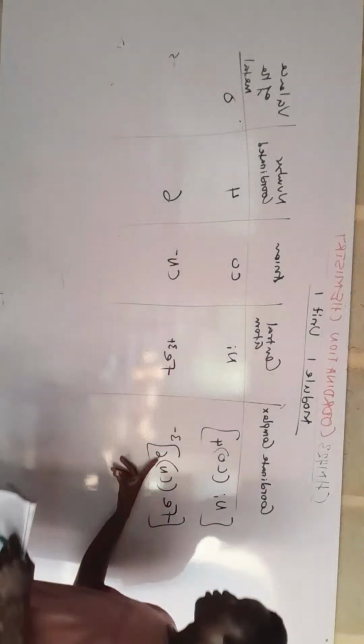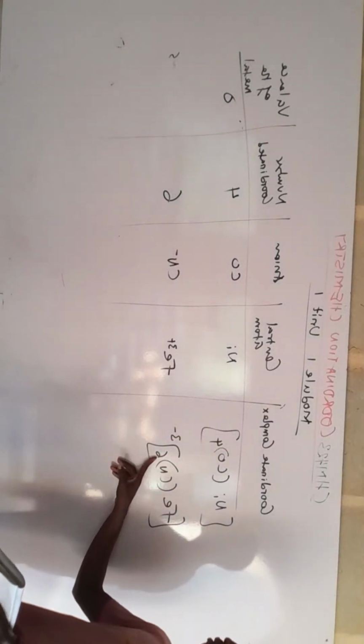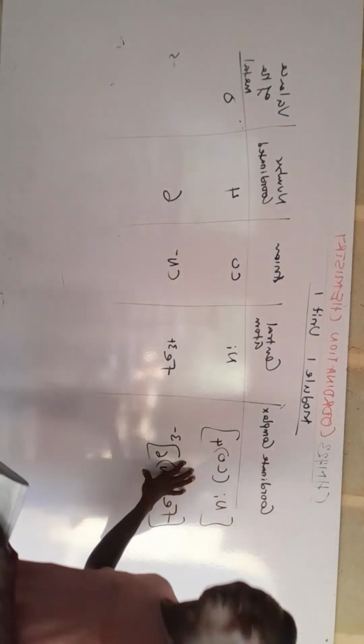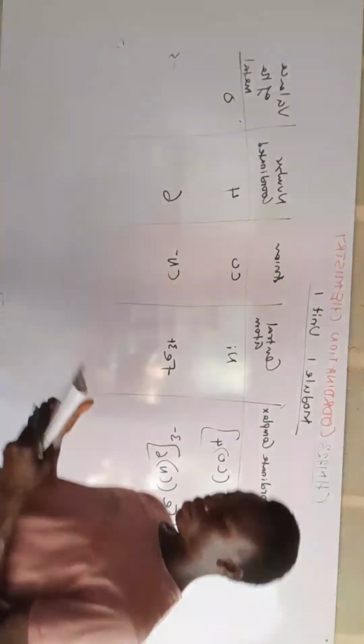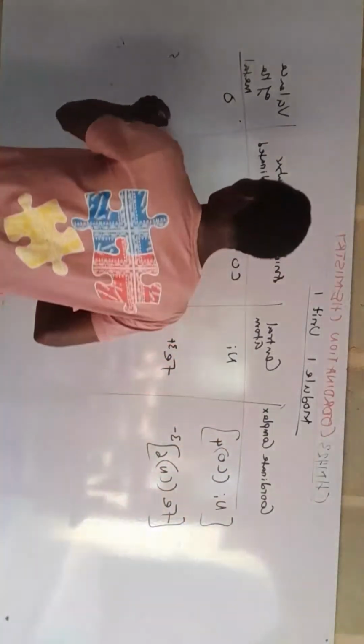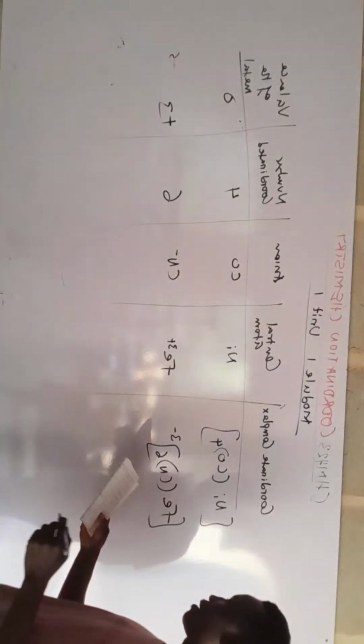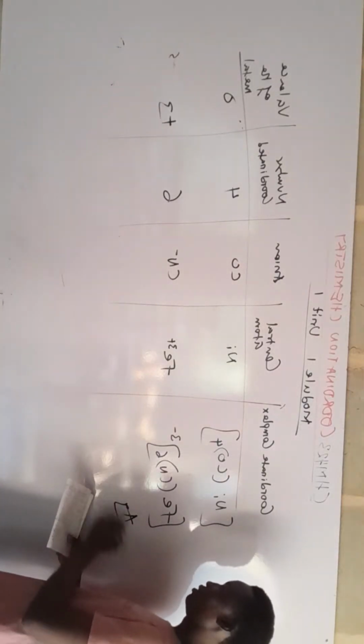Where is the 6 coming from? This 6 that we have in this place represents the number of coordinates. So the CN, which is the cyano, is the coordinate that we have there. And the charge of the metal is +3.